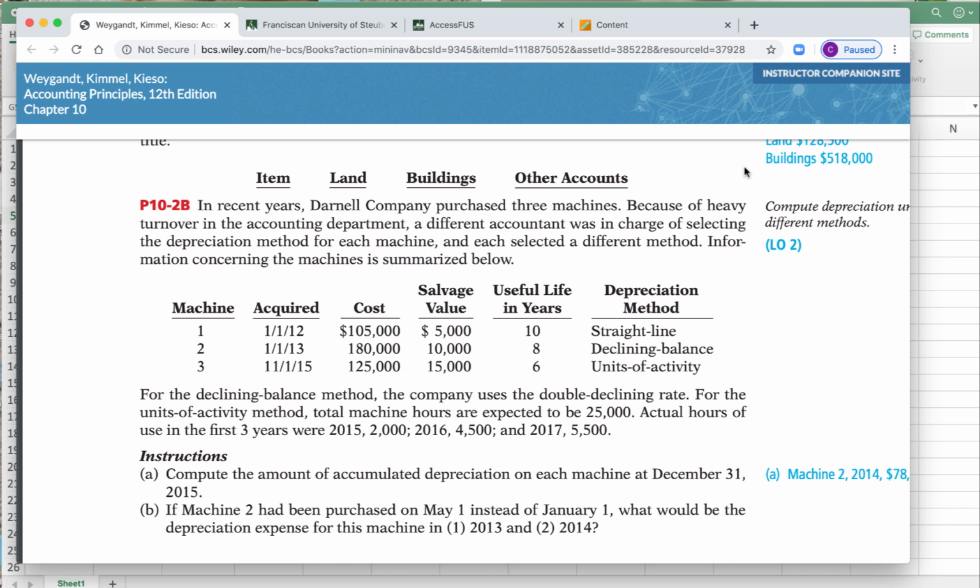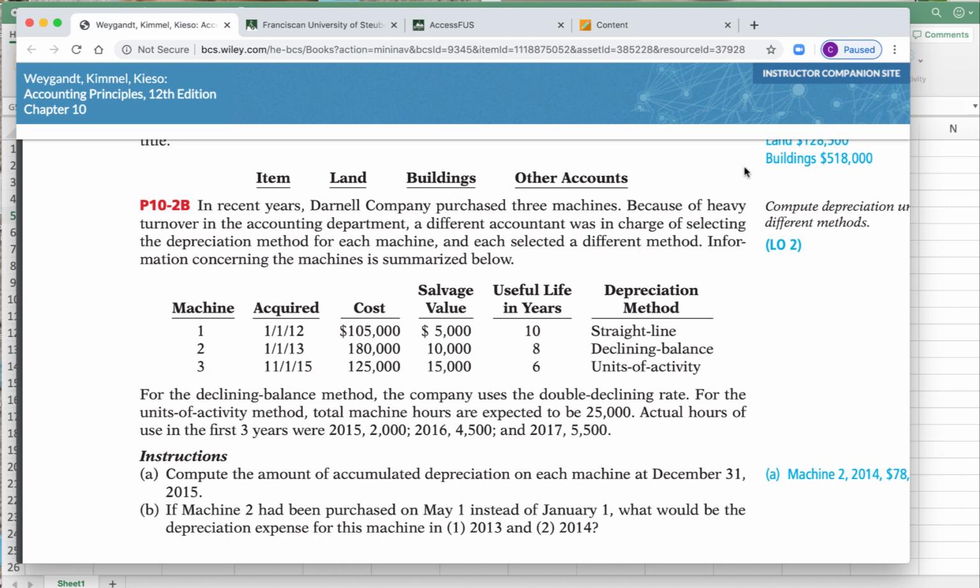They give us some more information, right? They tell us that the units of activity for the machine is based on machine hours, and they expect to get 25,000 hours out of this machine. Then they say, here's the actual hours of use for the first 3 years of this machine. Right, we'll need that for machine 3. Why? Because we're using the units of activity.